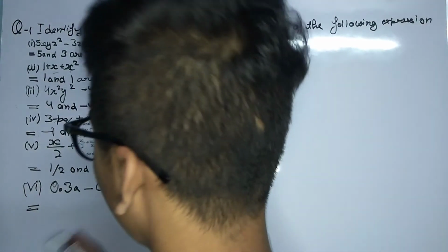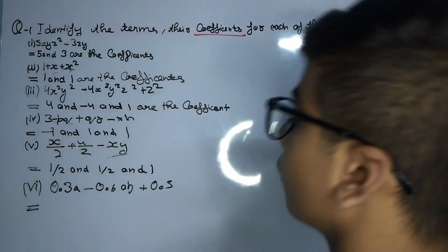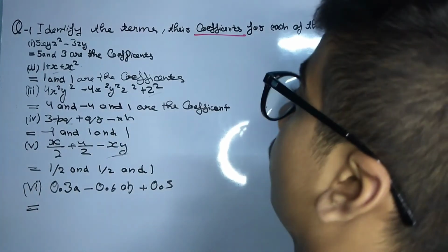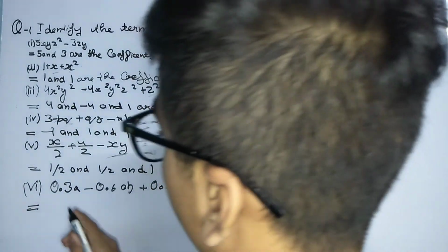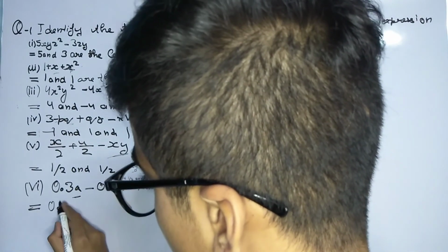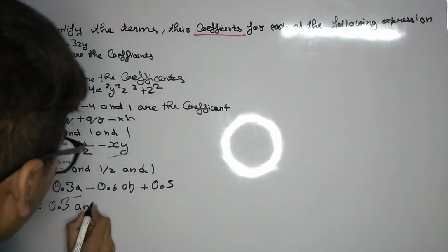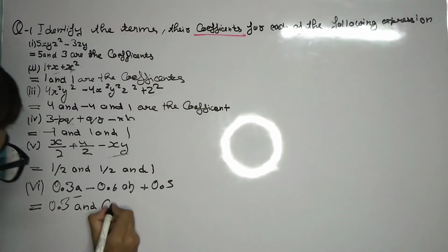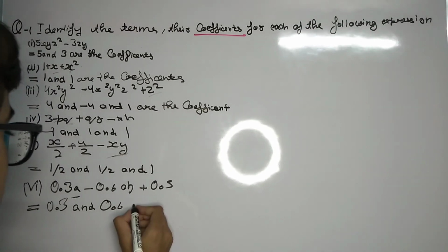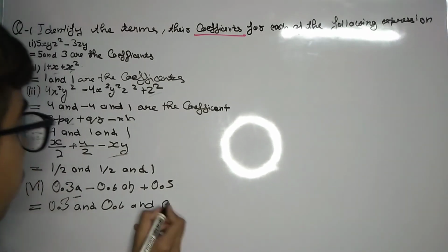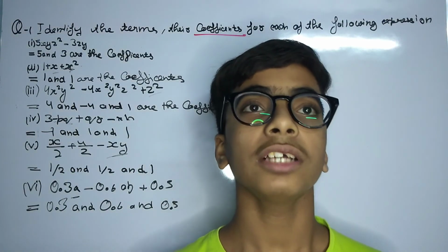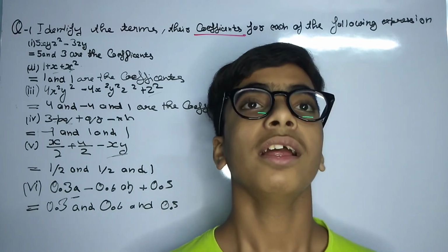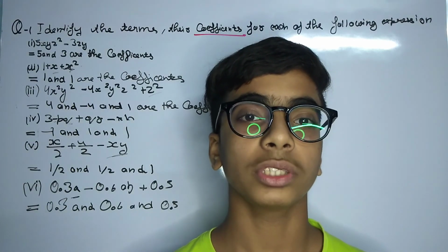Now let's come to the sixth part. The sixth part is the simplest part, like part 1. We will just write the coefficients which are coming before the variable. Before a we are getting 0.3, then before ab we are getting 0.6, and here we are getting 0.5. This was the last part of this question, and the question finishes here. So meet you in the next question.